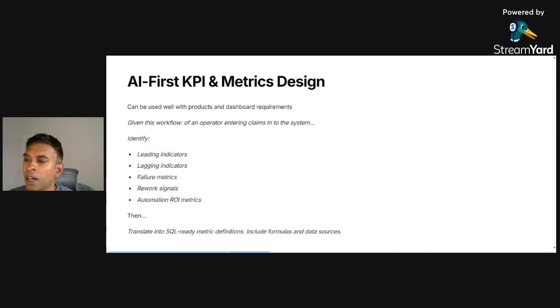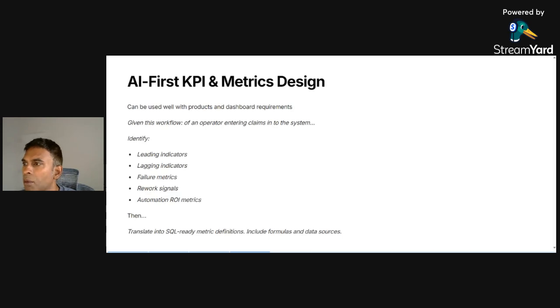So this is another one. What I did here was give the workflow of an operator entering claims into the system and so on. And then I asked the agent to identify leading indicators and all those metrics, rework signals, or automation opportunities. I usually went a step ahead and asked it to translate that into SQL-ready metric definitions. I must say that this AI agent did a really great job of getting the data sources and formulas into the equation. But this is something that a technical BA or your technical engineering team can provide as well.